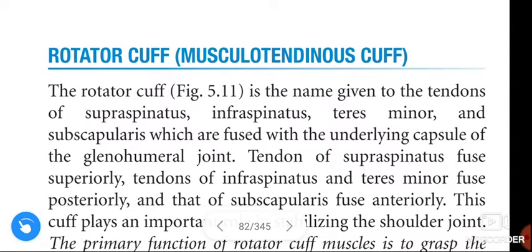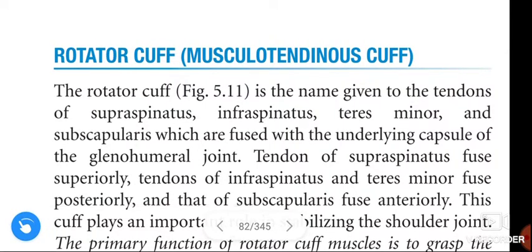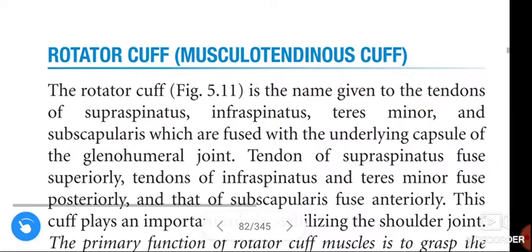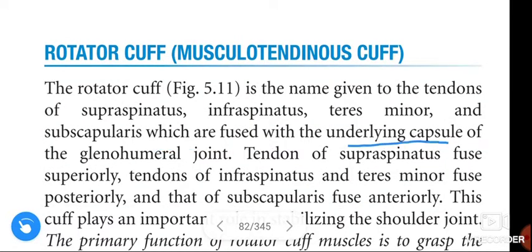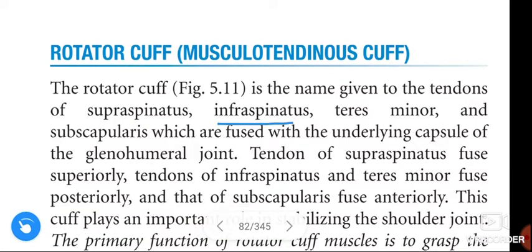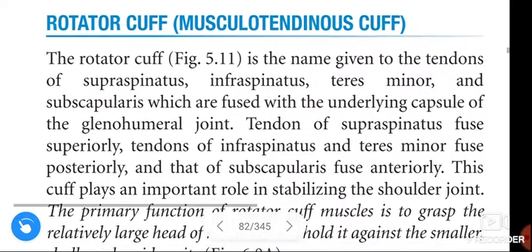The rotator cuff is the name given to the tendons of supraspinatus, infraspinatus, teres minor and subscapularis, which are fused with the underlying capsule of the glenohumeral joint.